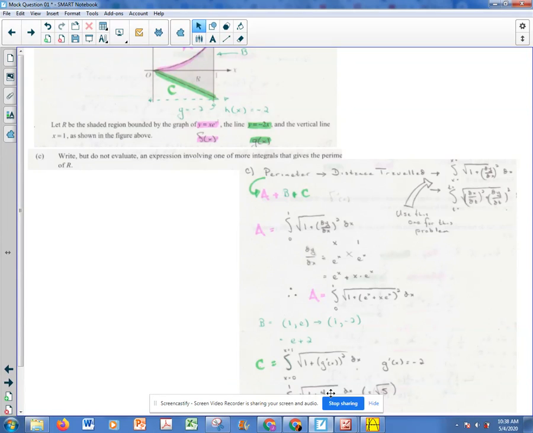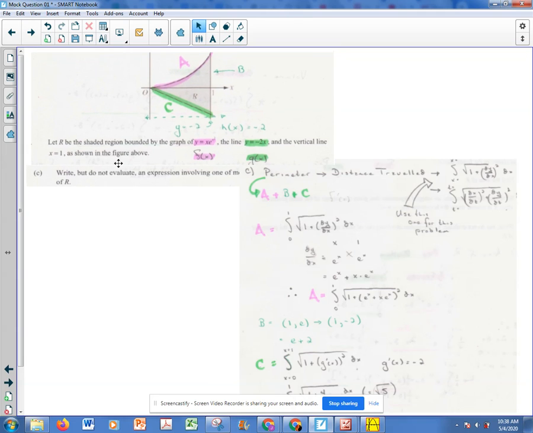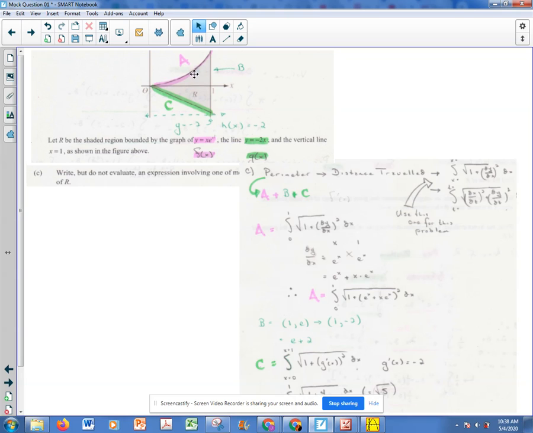Okay, in part C, they're asking for perimeter. Don't forget, perimeter is distance traveled. So you want to find out how long A is. Oh, you can't quite see A. Excuse me, let me just scooch that down. You want to find out how long A is, how long B is, and how long C is. A plus B plus C. Okay, that's good. So A is distance traveled.